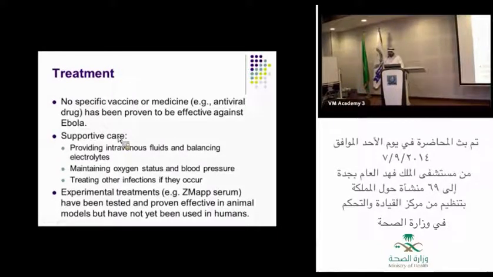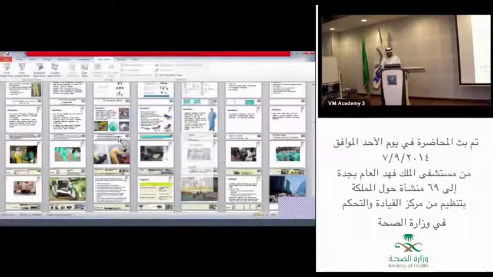There are several experimental medications. One of them is the so-called ZMapp, which is antibodies developed in mice against Ebola virus, and was tried in two American patients who got infected in Liberia, and both of them survived. There's a big promise that this medication would work.